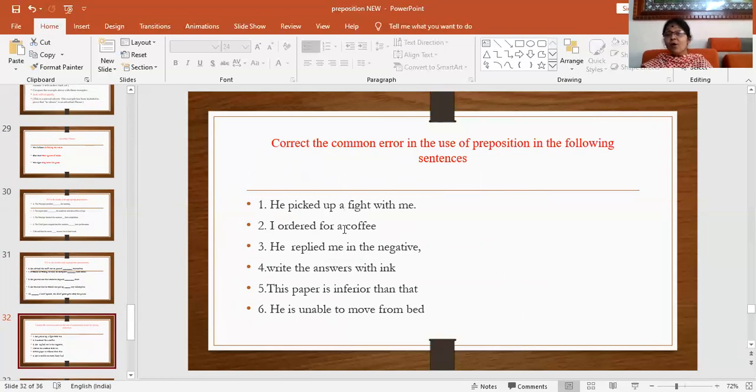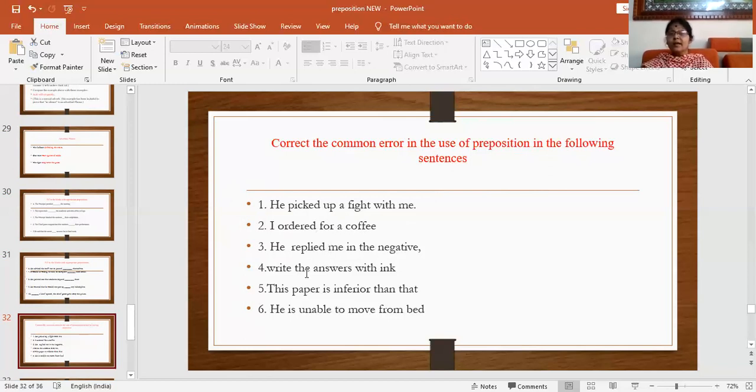Second one, I ordered for a coffee. Now remember, ordered will never take a preposition. You have to say, I ordered coffee. Third one, he replied me in the negative. Now here you have to use a preposition. He replied to me in the negative.